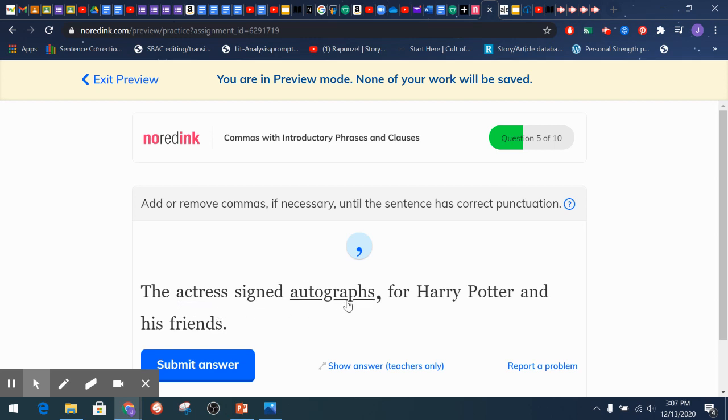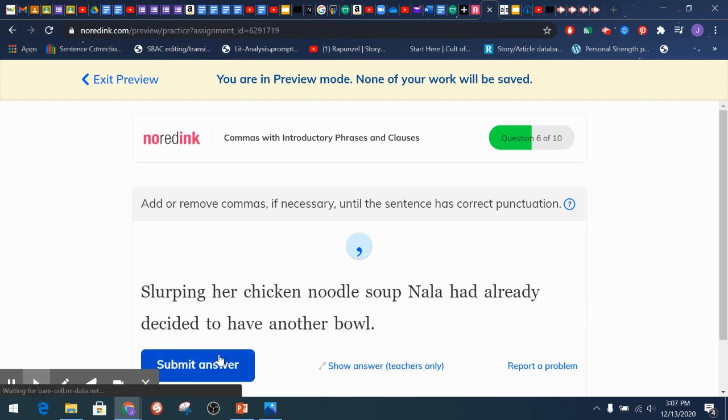And the actor signed autographs for Harry Potter and his friends. There's nothing here that would require a comma. Slurping her chicken noodle soup is one of our gerund phrases because slurping is an ing verb. It's not telling us where or when something's happening. And it's being used to introduce the sentence, so it would need the comma.